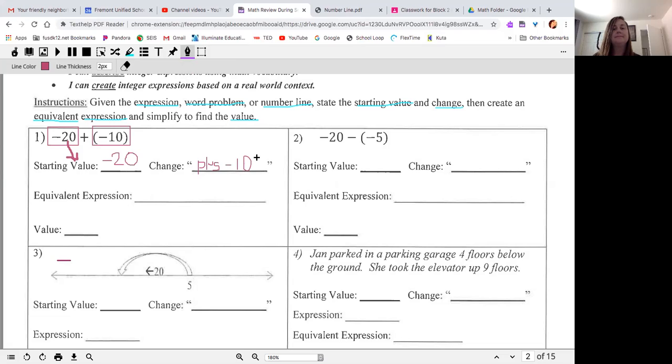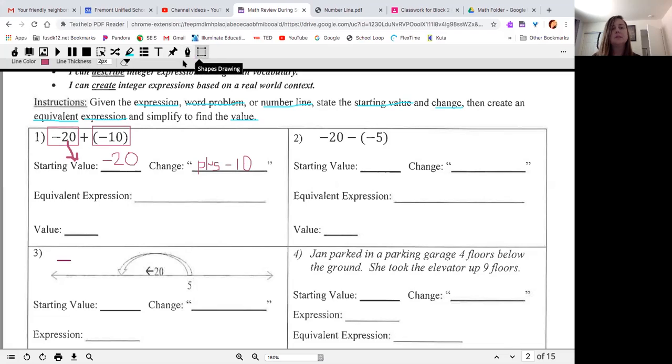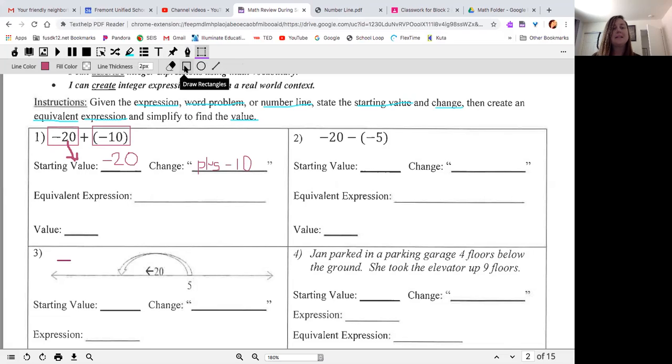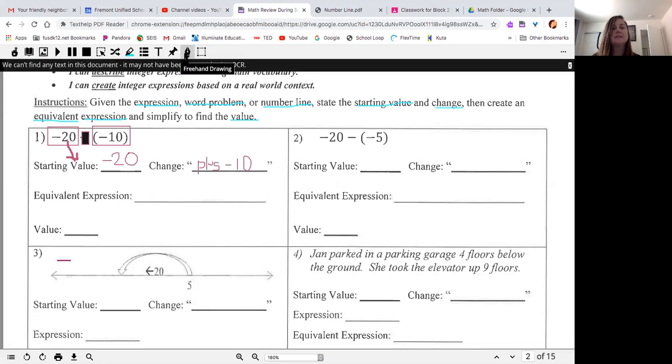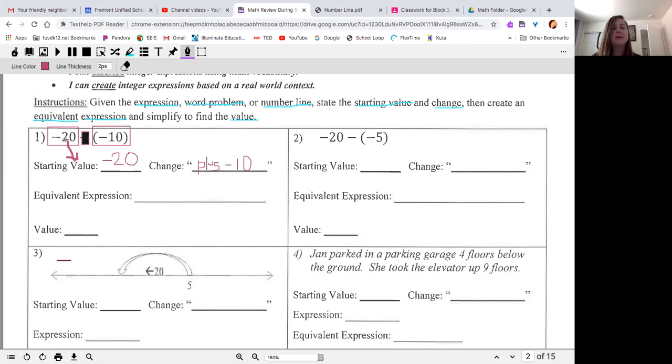Plus -10. All right, an equivalent expression. How do I write this so I get the same answer? Well, there's a plus here. You can see that. Now, one thing we can do is we can block out, like if I didn't have this plus sign here, another way I would be able to write this would be -20 minus 10. And I would get the same answer.